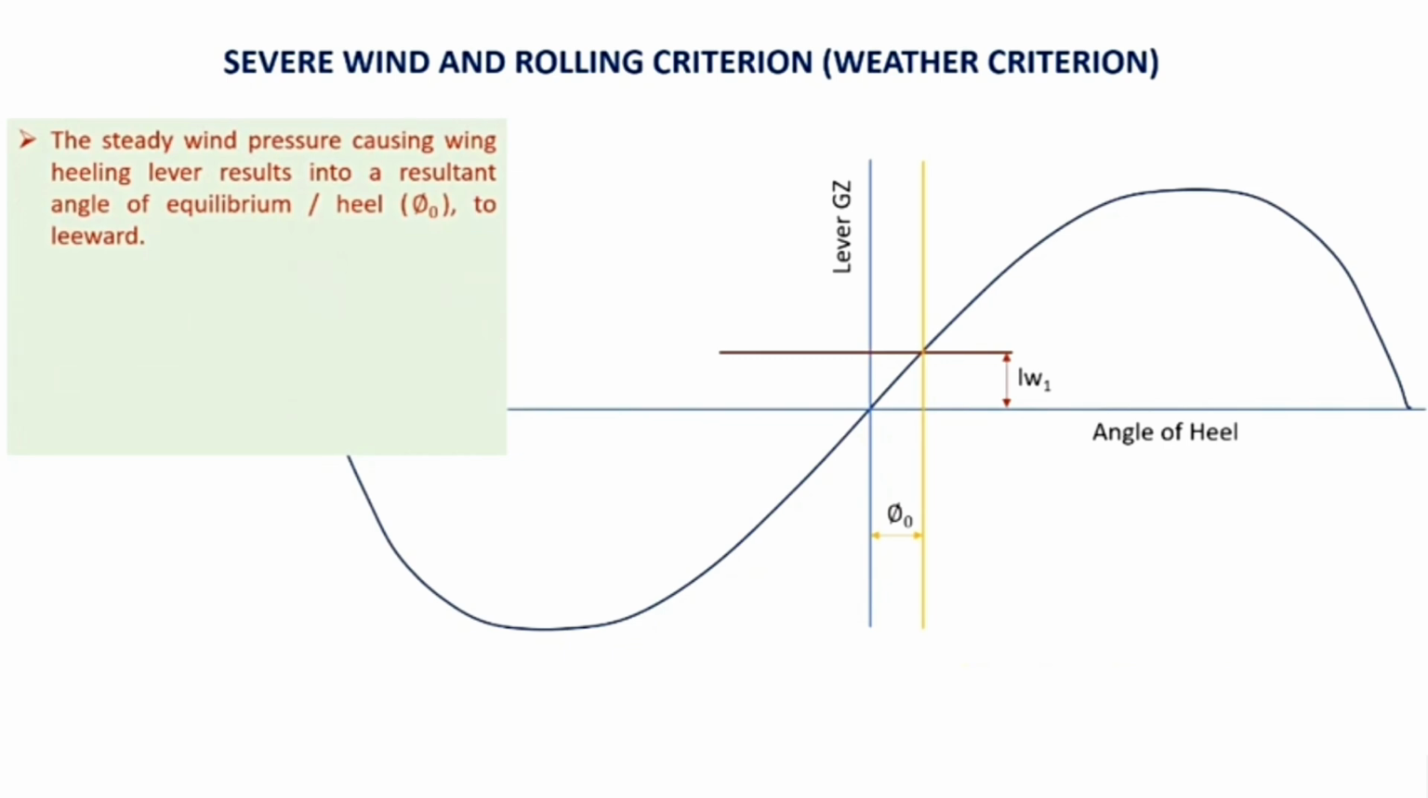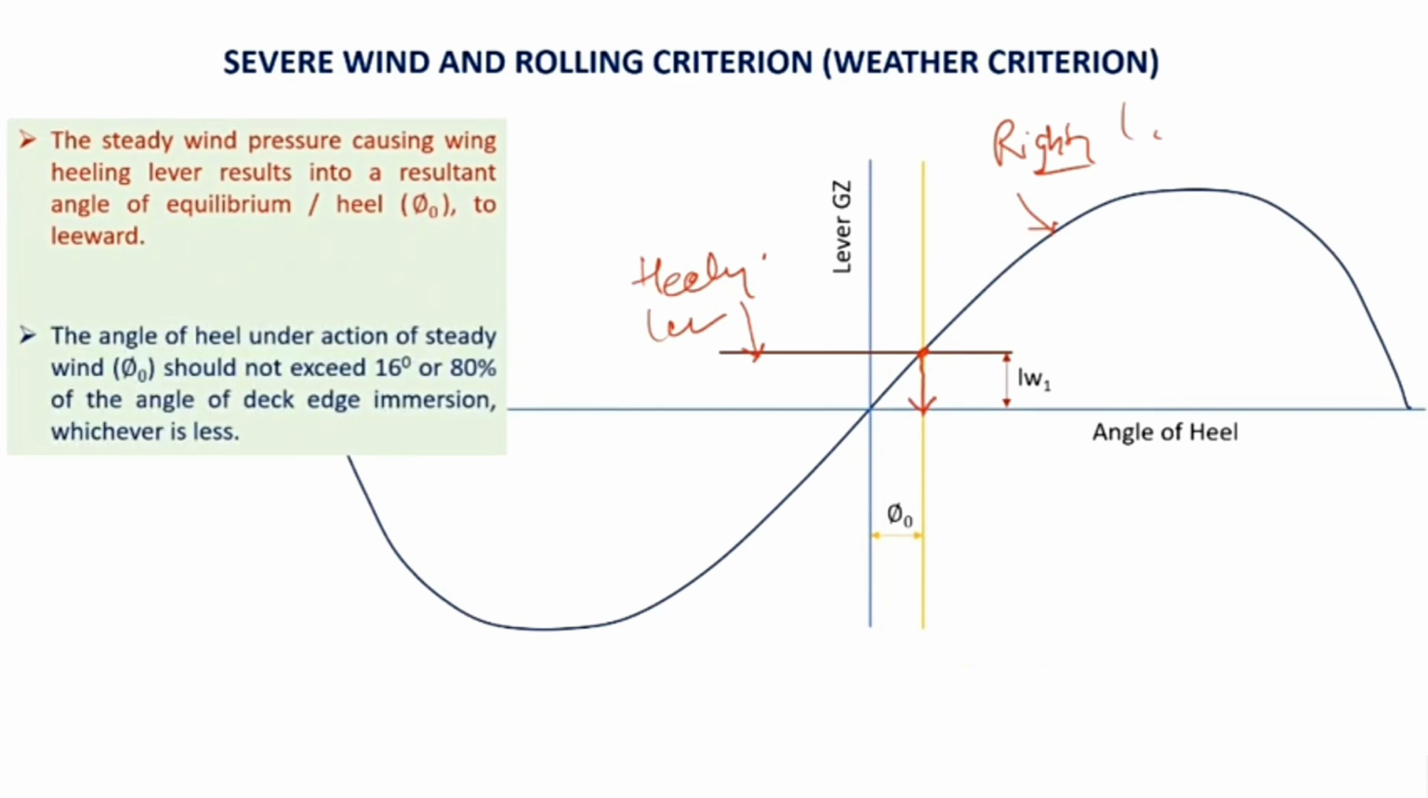Have you opened question number 87, beta, of GZ curves? Yes, sir. So how did you do that question number 87? Phi 0 shall not be greater than 16 degrees or 80% of angle of deck immersion. So if the vessel's phi 0 exceeds 16 degrees or 80% of the angle of deck immersion, whichever is lesser, then the vessel is failing to meet this first criteria of the severe wind and rolling. First, sir, 80% of angle of deck edge immersion.